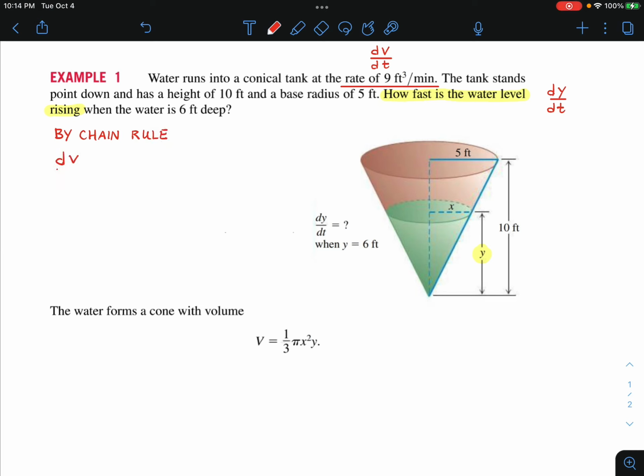Specifically, dV/dt is equal to dV/dy times dy/dt. An easy way to remember this equality is that if you treat the derivative like a fraction, the dy seem to cancel out, leaving you with dV/dt. So symbolically, it does make sense.